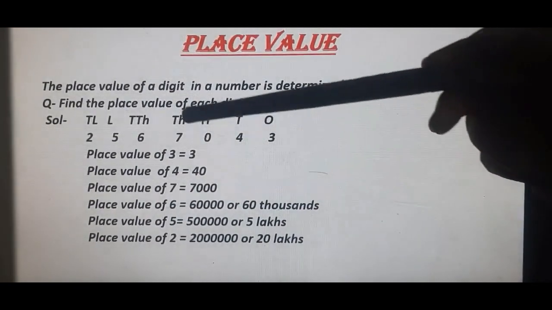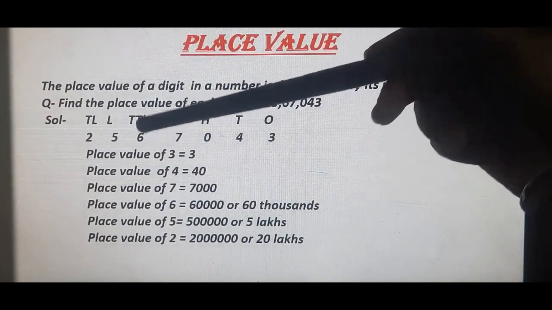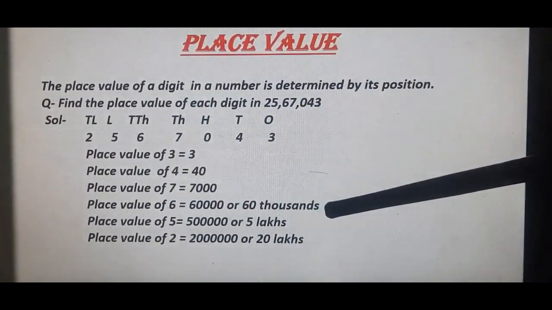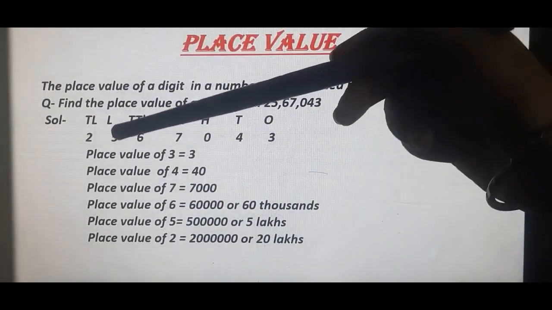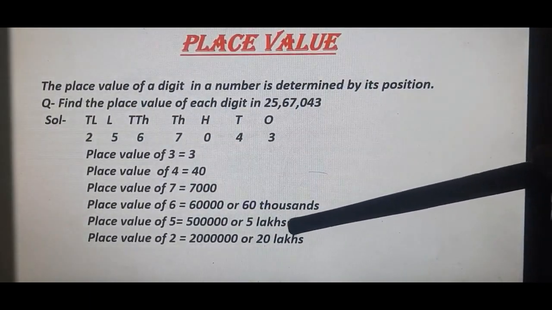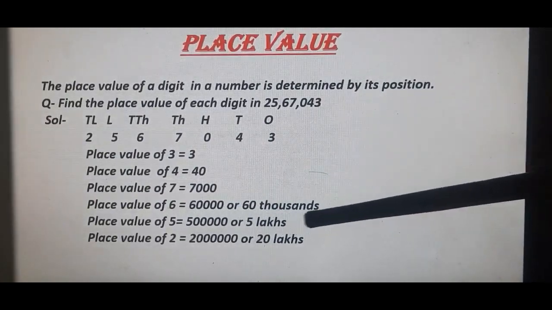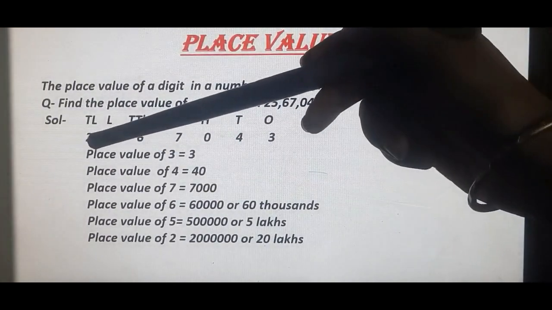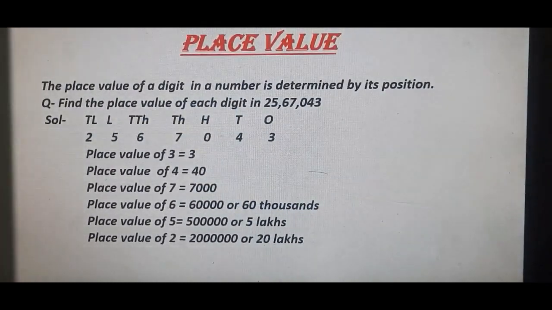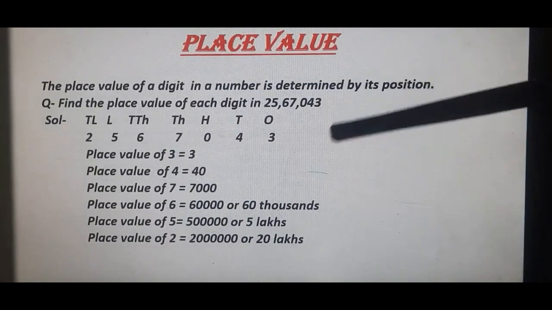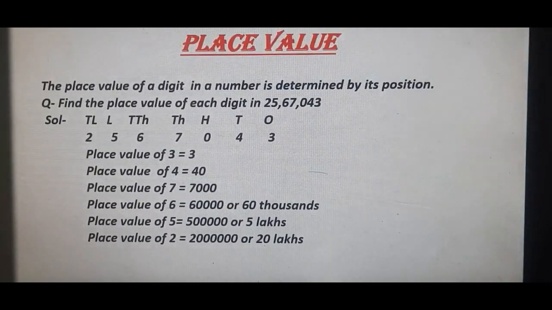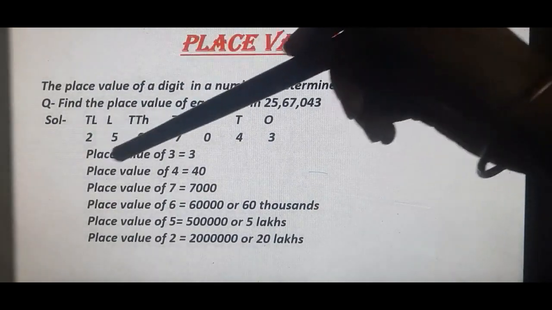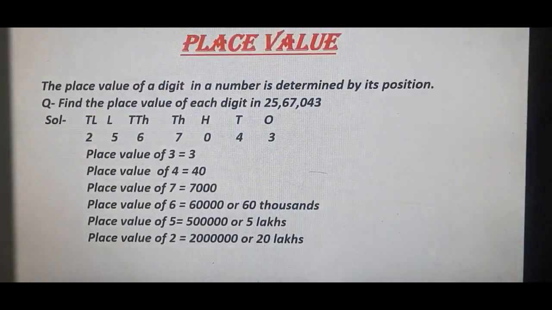Spelling of 1000 you will write down. Place value of 6. 6 is at the 10,000 place, that is 60,000. Place value of 5 is 5 lakh. So you can write down 5 lakh in this way or in this way, or you can write 5 multiply lakh. That is also correct. Place value of 2, 2 into 10 lakh, that is 20 lakh. So in this way you can write down the place value of each digit. Sometimes it will happen that the question asks, find the place value of 5 in the given number. At that time you have to write down the place value of 5 only, not of all.